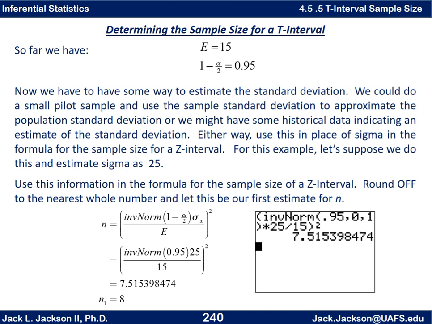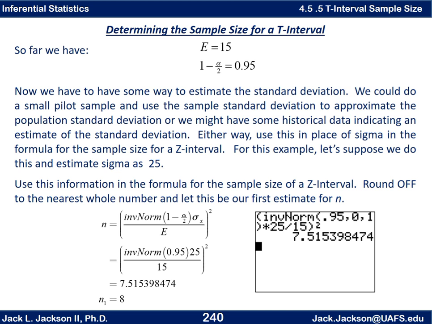Now, we use this information in the formula for the sample size of a z-interval and just round it off, not round up or down, but just round off to the nearest whole number, and let this be our first estimate for n. We'll call that value n1. So in this case, our formula, remember, is inverse norm of 1 minus alpha over 2 times sigma, divided by E, and then square it.